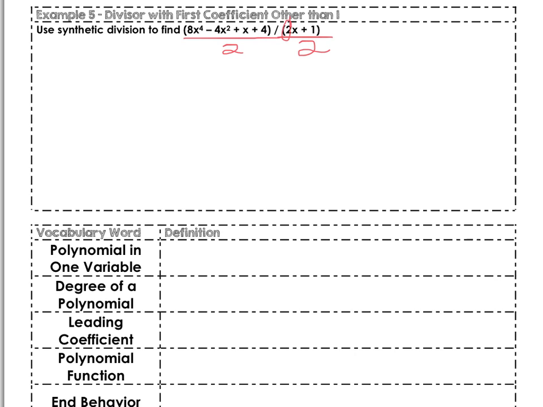So if we have a divisor here of 2, we are going to divide everything by 2, giving us our new expression of 4x to the 4th minus, oopsies, there's a 4, minus 2x squared plus 1/2 x plus 2. And we're being divided by the quantity now of x plus 1/2, okay?